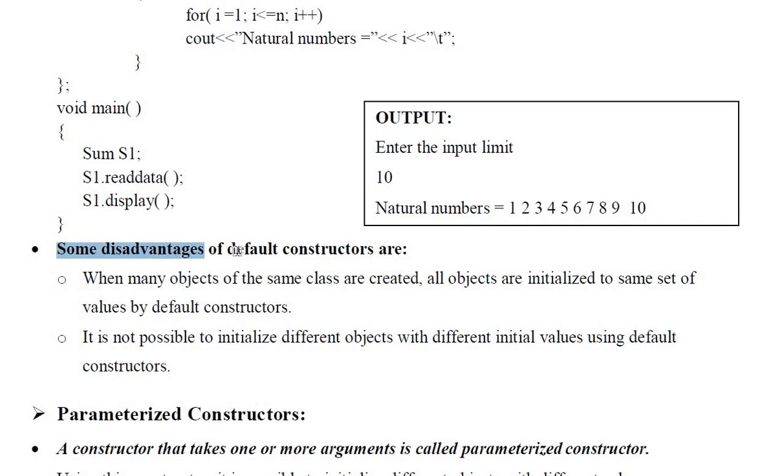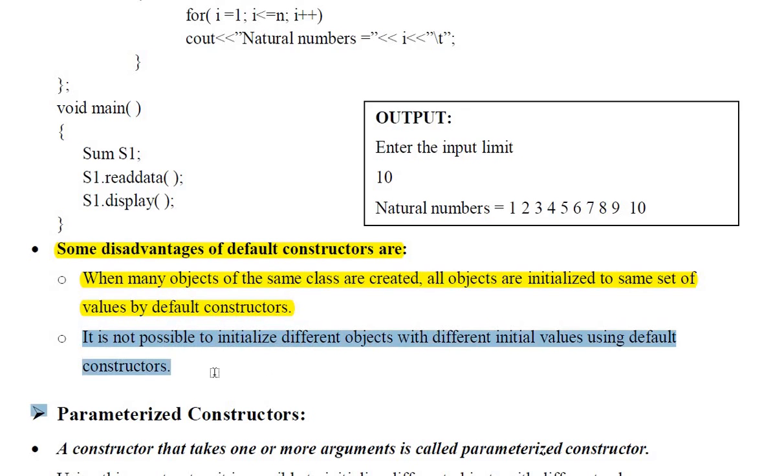There are some disadvantages of default constructors also. When many objects of the same class are created, all objects are initialized to the same set of values by the default constructor. Another disadvantage is that it is not possible to initialize different objects with different initial values using a default constructor. All these things I will explain by writing some program.